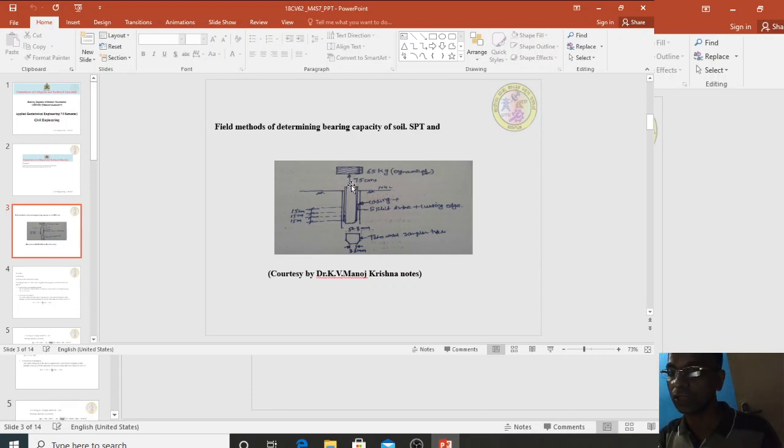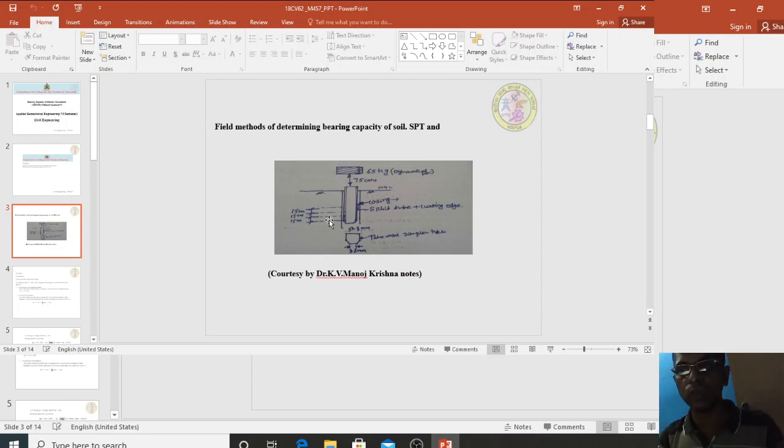Likewise, you have to count how many blows are required for 30 centimeter penetration of the split tube sampler beyond the 15 centimeter seating drive, which is called the N value. I will repeat it once again.